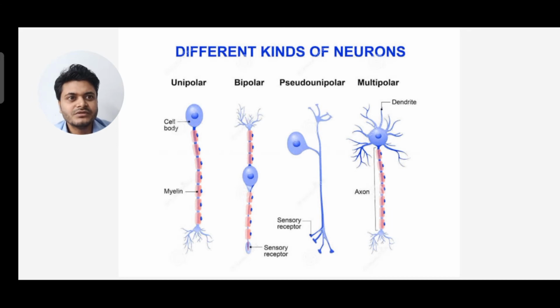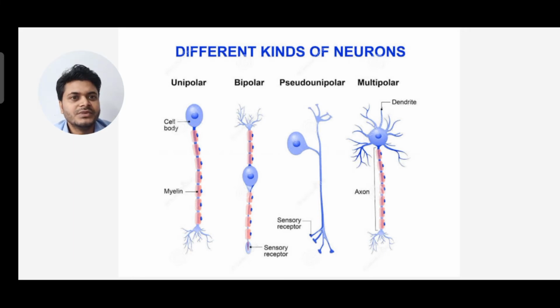You can see the different kinds of neuron: unipolar, bipolar, pseudo-unipolar and multipolar. First is unipolar. Unipolar means the neuron consists of one cell body and one axon. For bipolar, you can see one cell body and two axons. Pseudopolar resembles two axons and one cell body, but it's false.